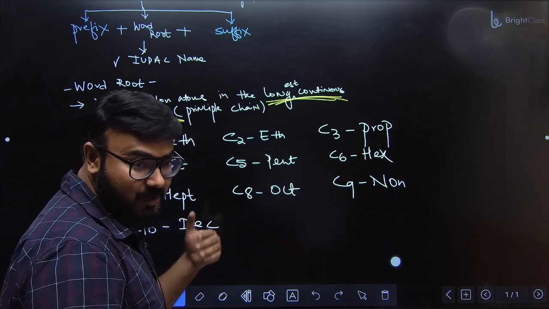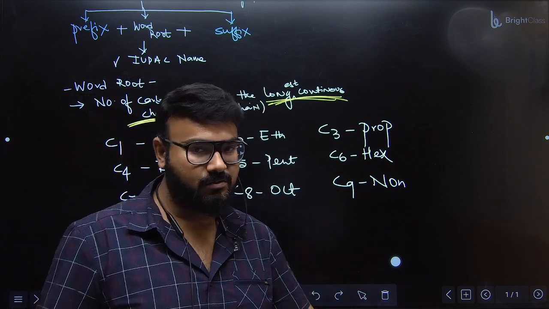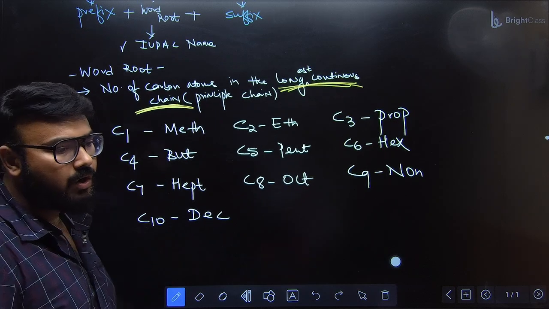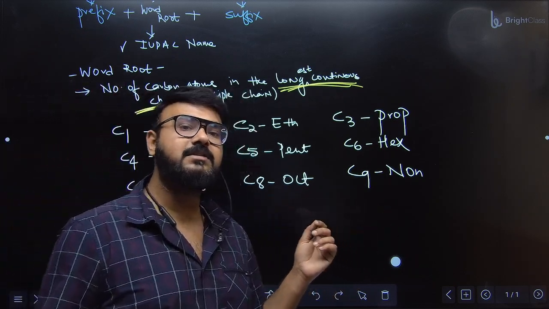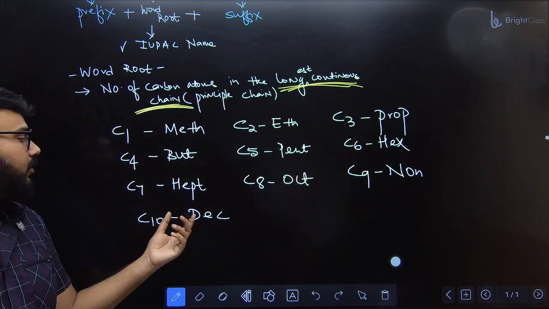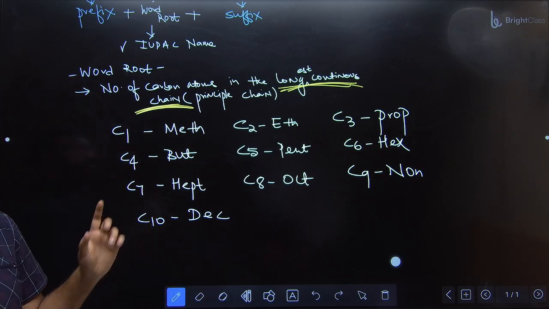After that you also have more, but you don't have to learn them in 10th. It's undec, dodec, tridec, and so on. Okay, leave it. So guys, remember this. The longest continuous chain is meth, eth, prop, depending on how many carbons are there. In your syllabus, you have to learn only till dec, 10. Okay, take a note of this.